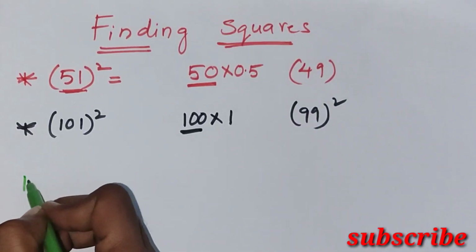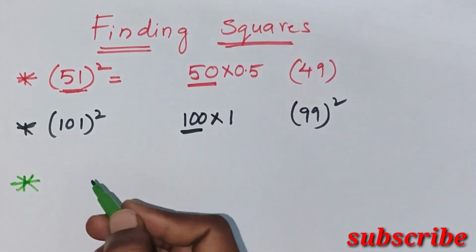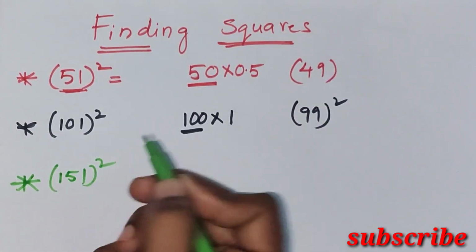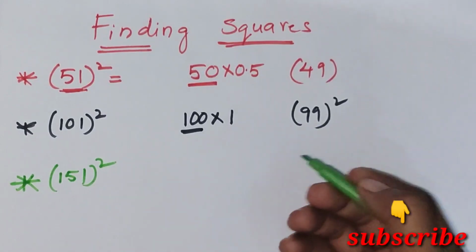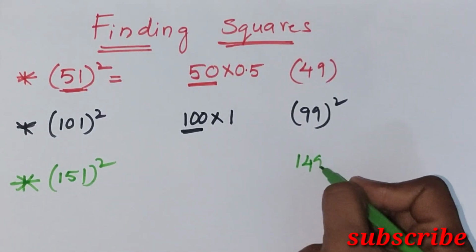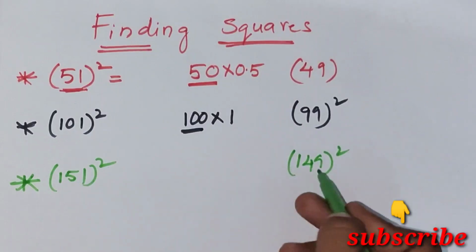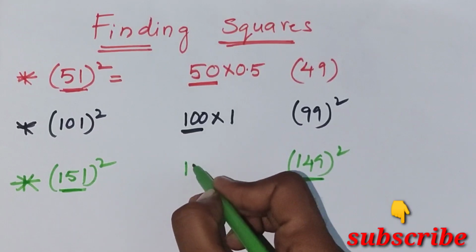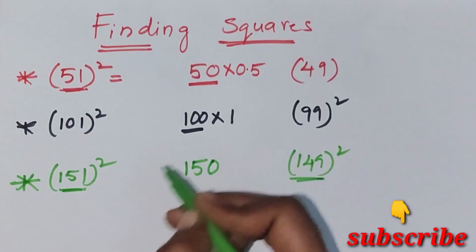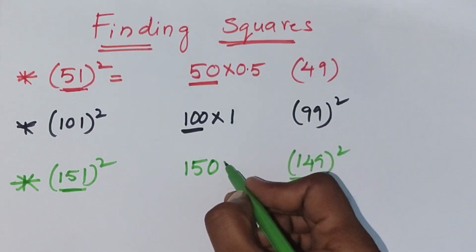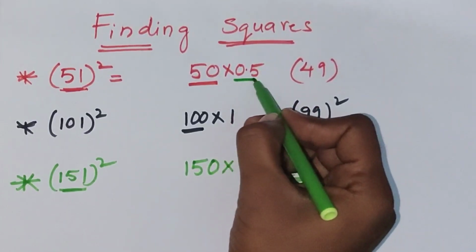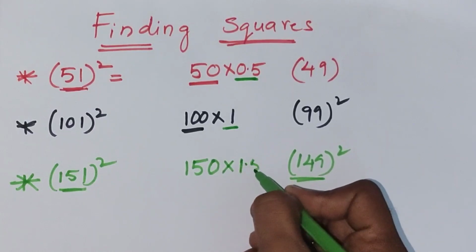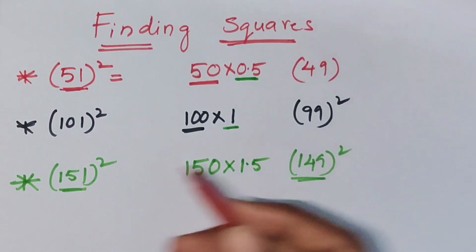And condition number 3: nearest to 150. Let us take 151 whole square, and below that, let us take 149 whole square. In these two conditions, it is nearest to 150. Let us take the base as 150. In this condition, we are going to multiply with, if you observe, here it is 0.5, here it is 1. Next, what can we say? 1.5.